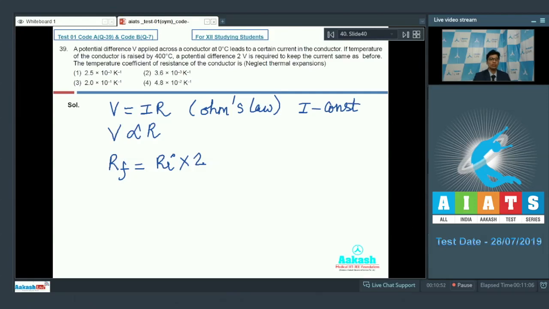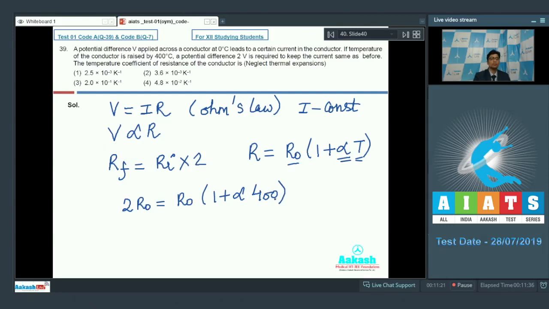Dear students, since we also know that resistance at any temperature varies according to this law, wherein R is the resistance at temperature T, R0 is the resistance at temperature 0, alpha is the thermal coefficient of resistance, and T is the temperature. Therefore, we can write that 2 times R naught is equal to R naught (1 plus alpha into 400). We are substituting 400 because in the question it is given that the final temperature is 400 degrees Celsius because the initial temperature is 0 degrees Celsius.